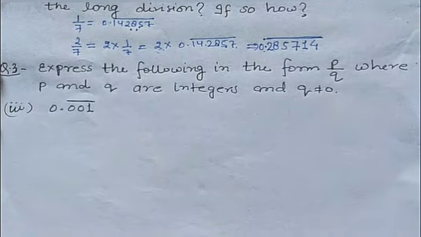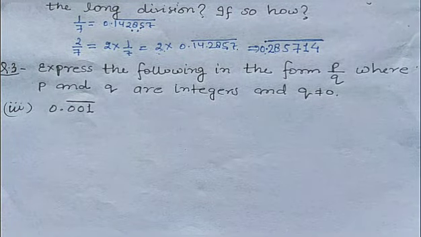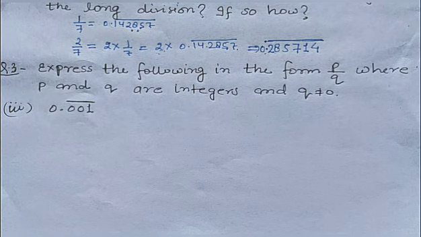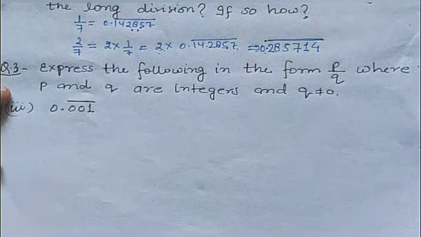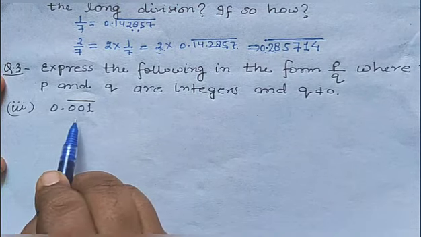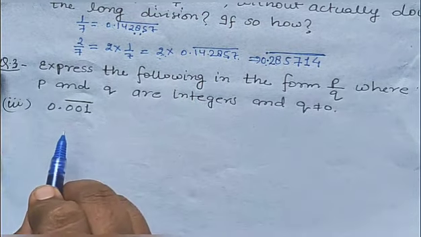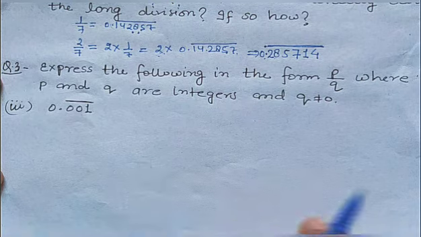Now coming to the next part, question number 3. It says: express the following in the form of p by q, where p and q are integers. So 3 parts are given. The first 2 parts are very easy, they were the same as the examples I have told you. Now see the third part: 0.001 bar, and this number we have to show in the form of p by q.